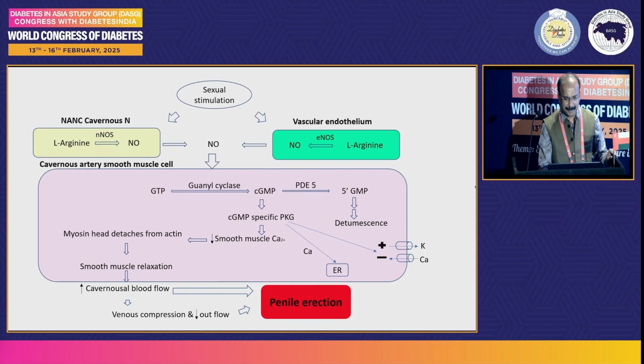And the cyclic GMP is degraded by the phosphodiesterase 5 enzyme to 5'-GMP, and the cyclic GMP-specific protein kinase leads to sequestration of calcium in the endoplasmic reticulum and other storage sites, and it inhibits inflow of calcium into the cells, leading to smooth muscle relaxation.